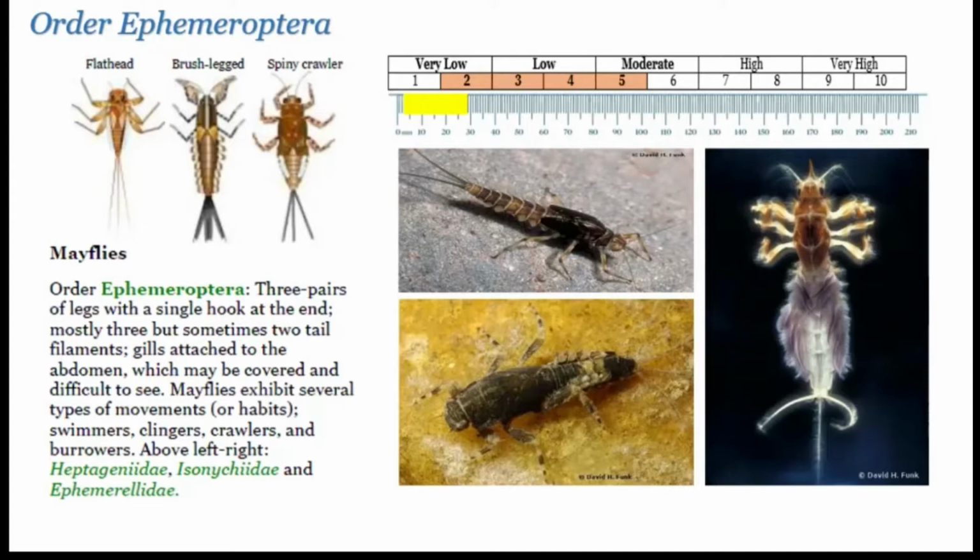The Ephemeroptera, or the mayflies, they have 6 legs, 3 tails, but sometimes they have 2 tails, and their gills are attached to the abdomen. So you'll see in the picture the gills, various types of gills. Some of them are fuzzy, some of them look like little scales. Some of them are very hard to see, but they're always going to be on the abdomen.